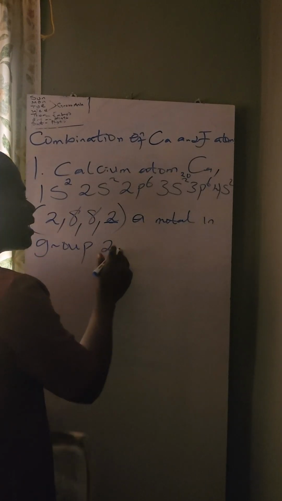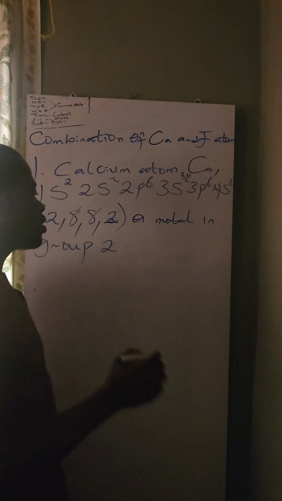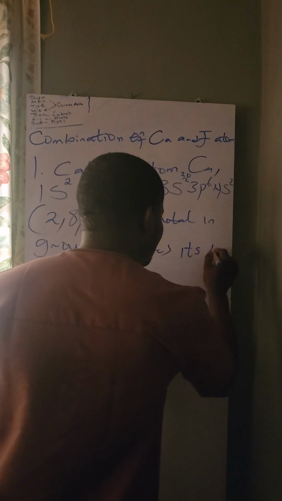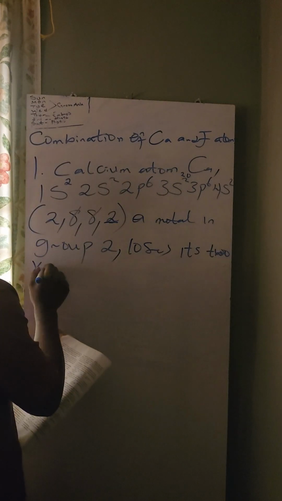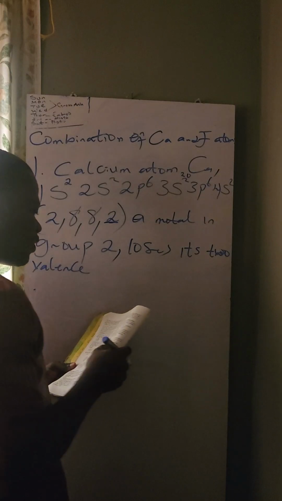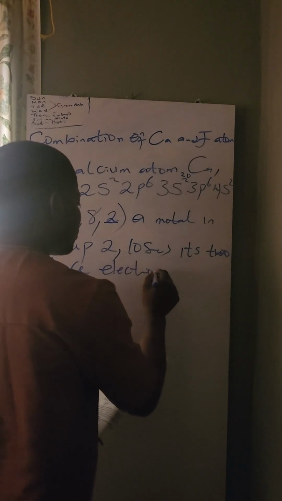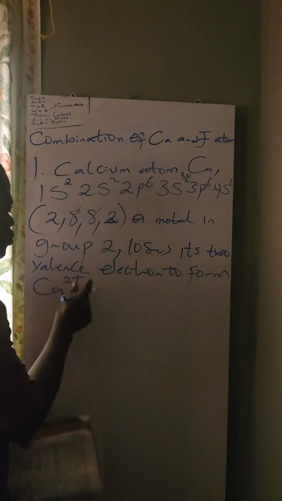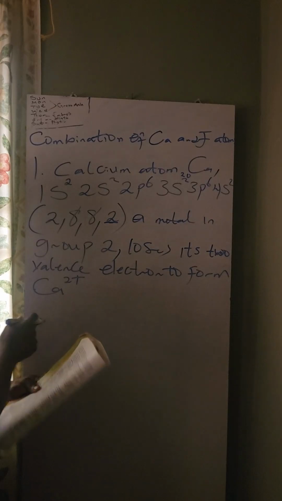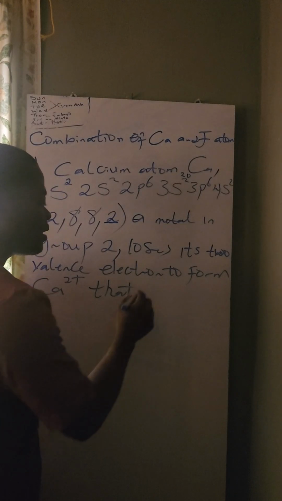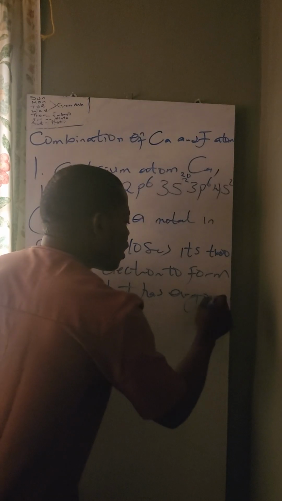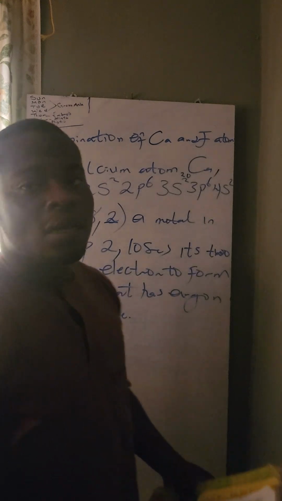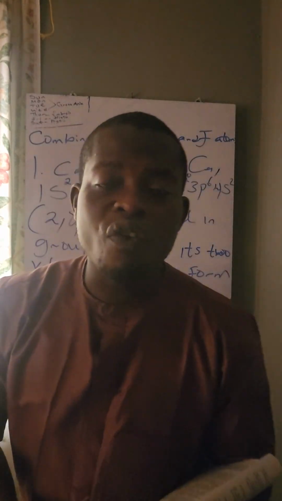Now, the first step, I said a metal is going to do what? Lose all its electrons. The metal is going to lose its 2 valence electrons to form calcium ion. When you see this 2 plus, it means that it has lost 2 electrons. That has an argon structure. That is, it is assuming a noble gas configuration.